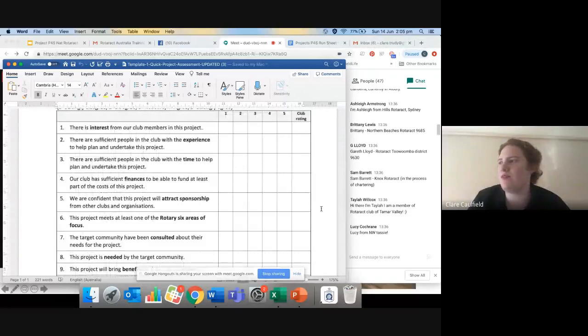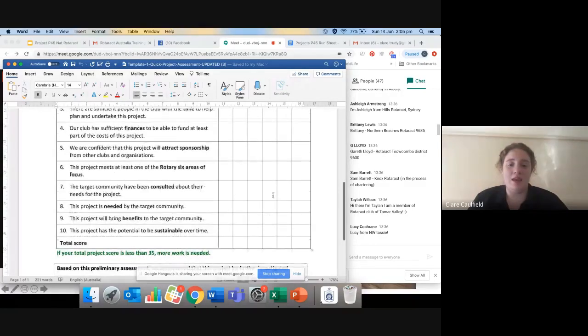So you put a little bit of detail about the project in the top, and then essentially someone's come to your club, they've given an idea. Maybe they say, I really want to do an amazing race style event. And you go, okay, are our club members interested? Do we have the experience? Do we have the time? Do we have the money? Is it something that would help us, or would we need to attract sponsorship? Does it fit with an area of focus? Is it something that we have consulted the target community about? I just gave you a project idea, but I didn't start with a community in need, so it probably wouldn't score very well there. Is it needed? I imagine an amazing race style project would perhaps create awareness. It might raise money. And what are the benefits going to be? And is it potentially sustainable over time?